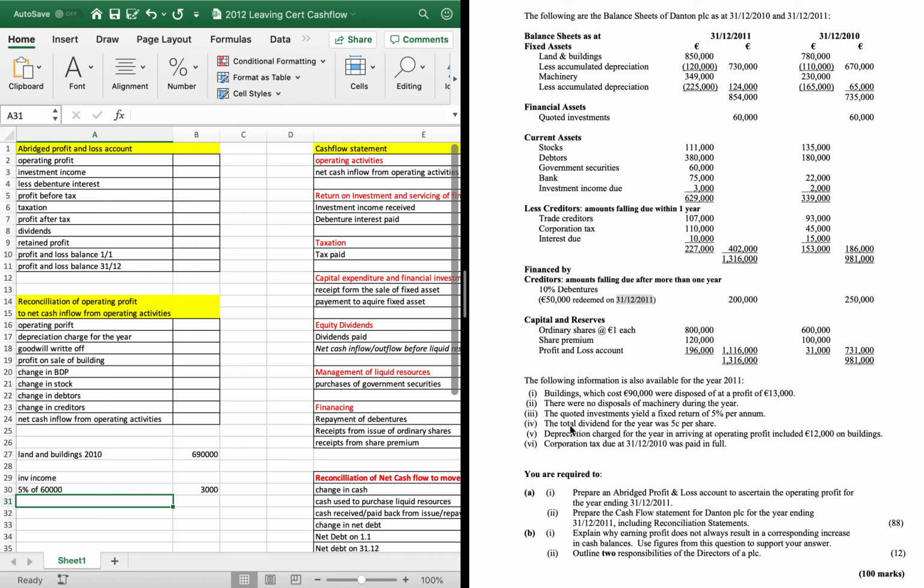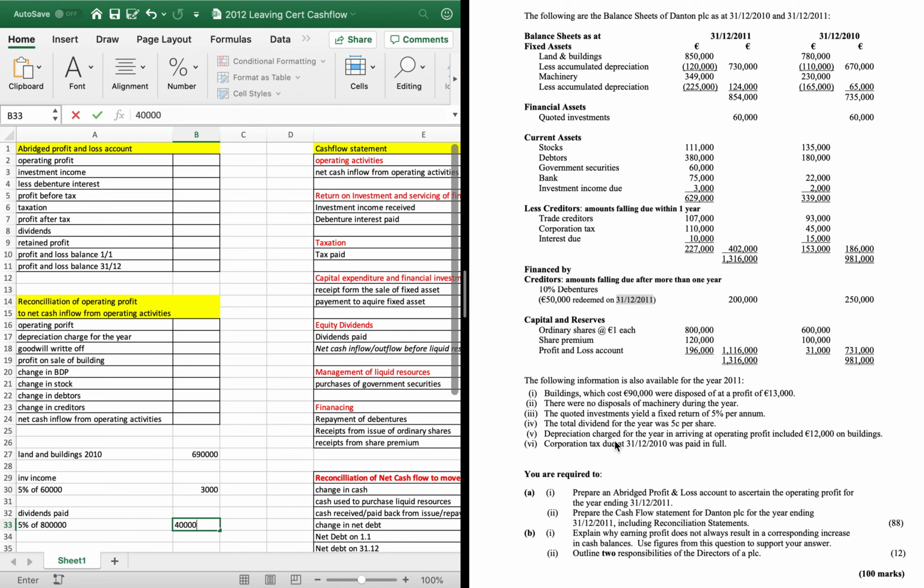The dividend for the year was 5 cents. So for dividends paid, we're going to go 5%. It's always of the most recent one, I suppose. So 5% of 800,000, which will be 40,000. Okay, so that's that one done.